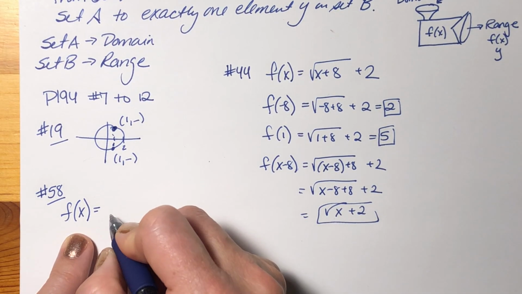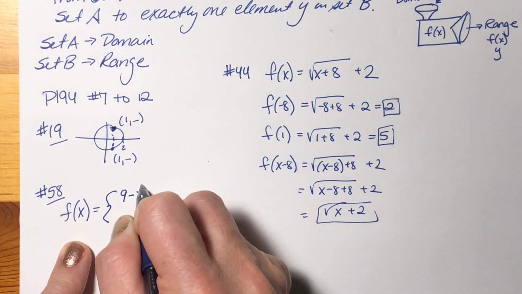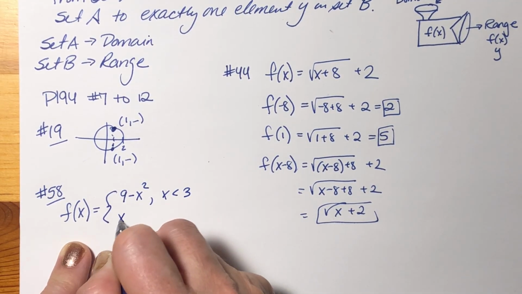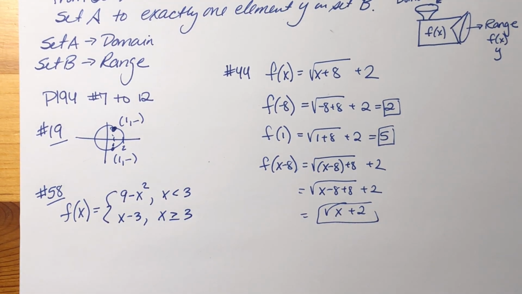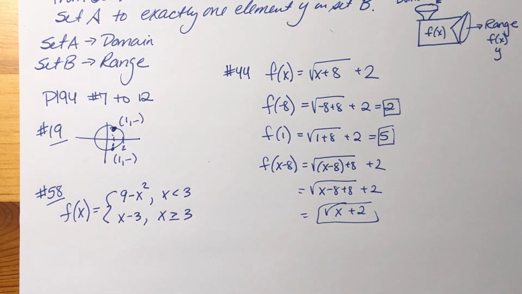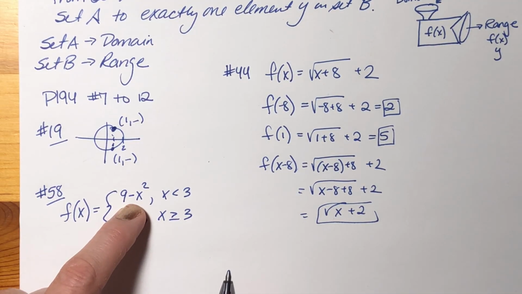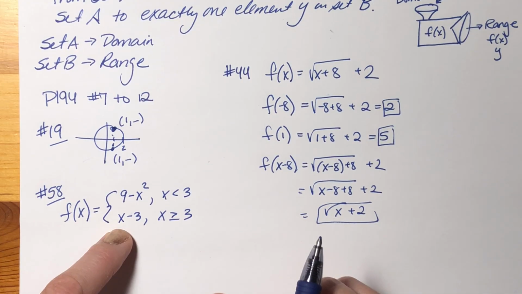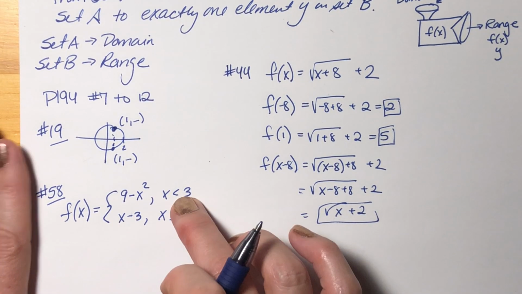So in number 58, they're telling us here's the function. You're going to use the function 9 minus x squared if x is less than 3, and you're going to use the function x minus 3 if x is greater than or equal to 3. Now, kids have trouble with these piecewise functions because we're thinking about it backwards. Logically, we would say if x is less than 3, then you're going to use 9 minus x squared. If x is greater than or equal to 3, then you're going to use x minus 3. But we don't do that in math. We go the opposite direction. We say, hey, use this function if it follows that rule.